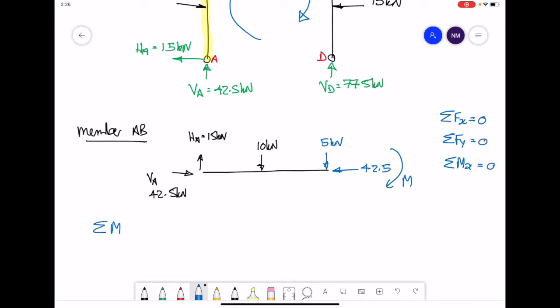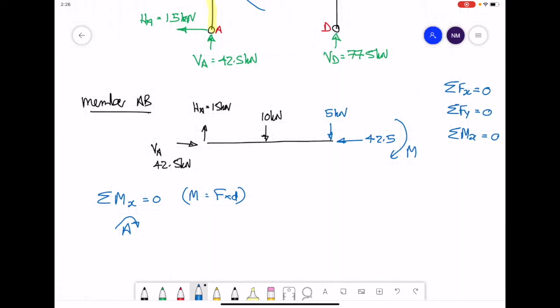Alright, remember sigma M equals 0. Moments are a force by a distance, and we're going to take moments about point A. VA and HA are applied at point A, so they don't produce a moment. What does produce a moment is the 10 kilonewtons, the 5 kilonewtons, and whatever the moment is on the very end. The 42.5 applied at the end of the member acts through joint A, so it doesn't produce a moment.